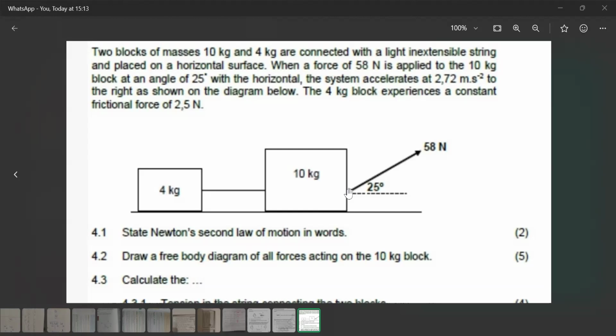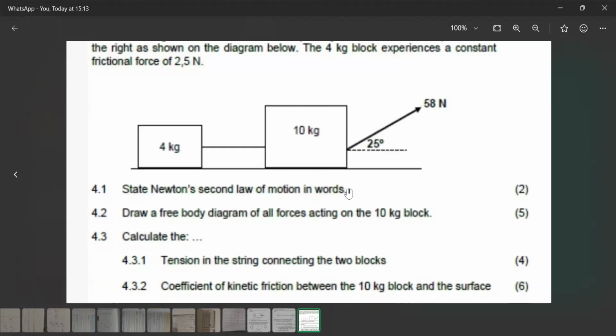All right. Now, looking at the first question, they say state Newton's second law. Well, of course, that one I know you can definitely do. Now, next they say draw a free body diagram showing all the forces acting on the 10 kg block. All right. And this is for 5 marks.